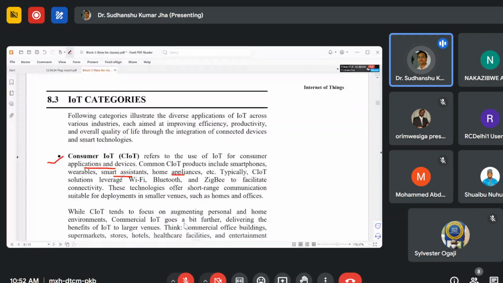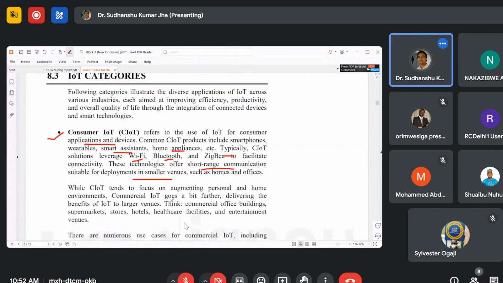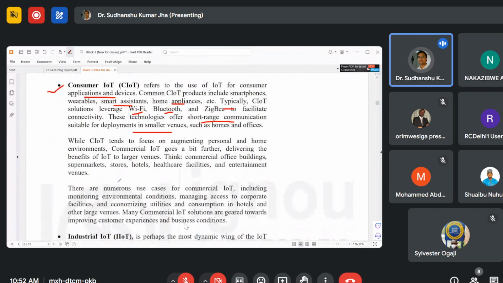devices which connect to the internet using Wi-Fi, Bluetooth or Zigbee technology. These technologies offer short range communication suitable for deployment in a smaller area like your home. This consumer IoT has numerous use cases, including monitoring of environmental conditions, managing access to corporate facilities, and economizing utilities and consumption in hotels. So consumer IoT has a lot of applications. You may apply it to any area where monitoring is required, and there you may place consumer IoT devices.